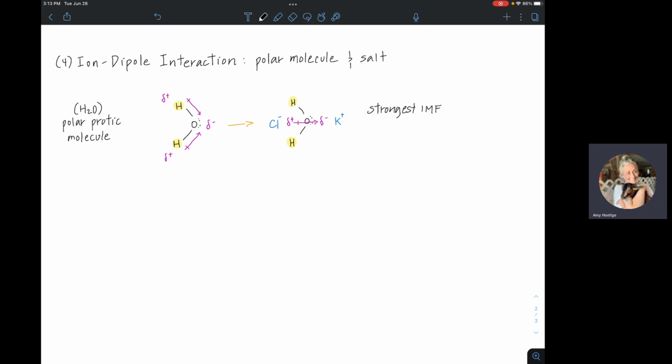There is another type of polar molecule that is considered to be aprotic. So I can have another ion dipole interaction example to show you, but this one is going to be polar aprotic. So in other words, it is not going to be able to hydrogen bond.